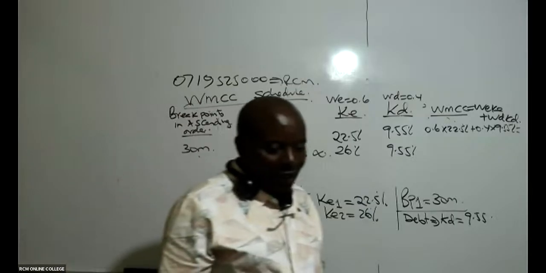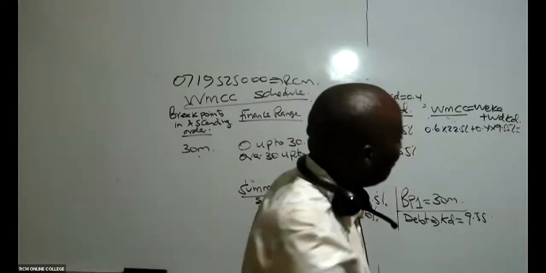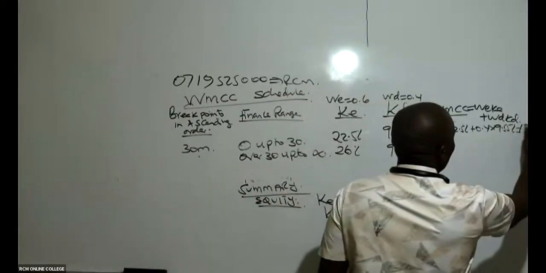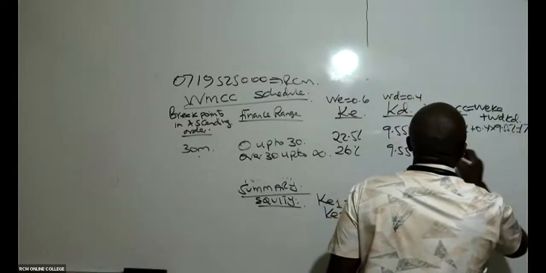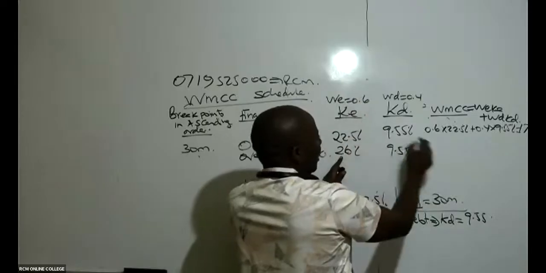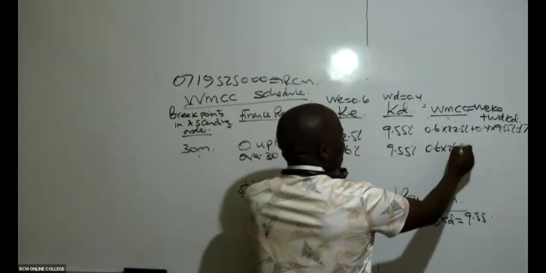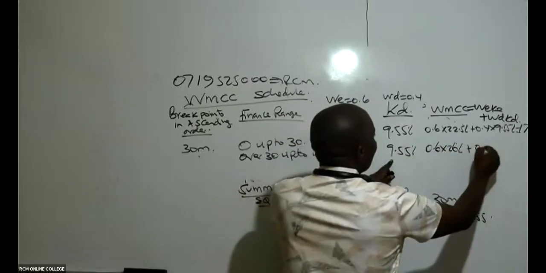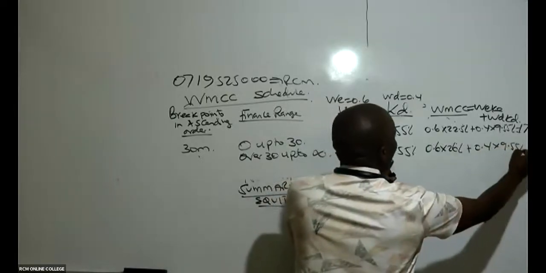So this gives me 17.32%. And then we have the last one here. This will be 26 times 0.6. So 0.6 times 26%, plus, in this case here, 0.4 times 9.55%.